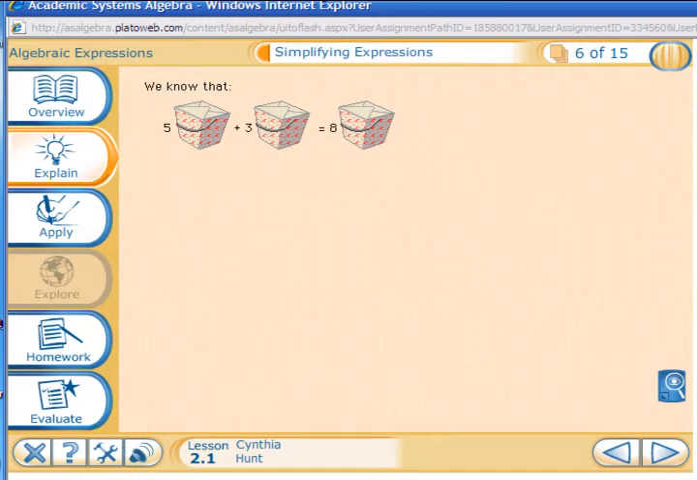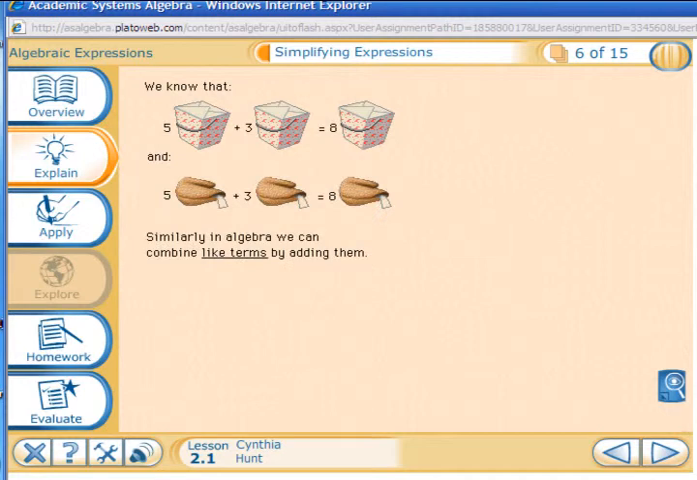We know that 5 boxes plus 3 boxes equals 8 boxes. And 5 cookies plus 3 cookies equals 8 cookies. Similarly, in algebra, we can combine like terms by adding them. 5x plus 3x equals 8x. And 5x squared y plus 3x squared y equals 8x squared y.